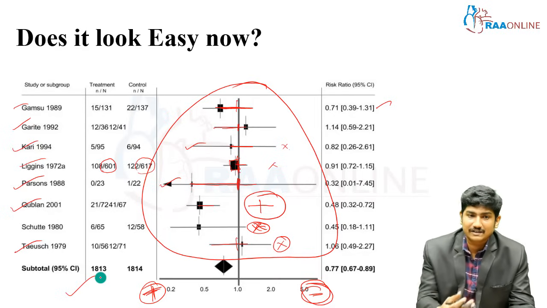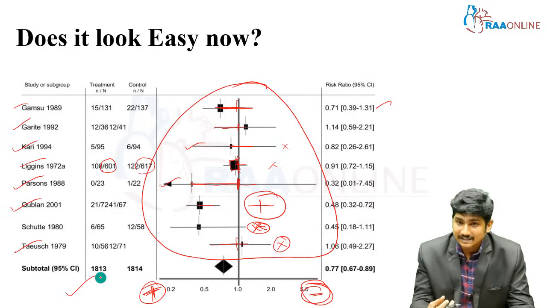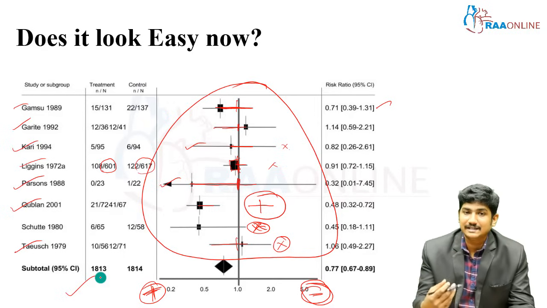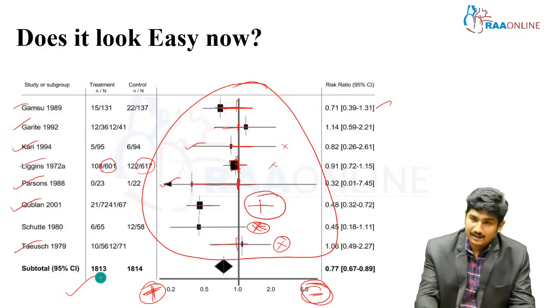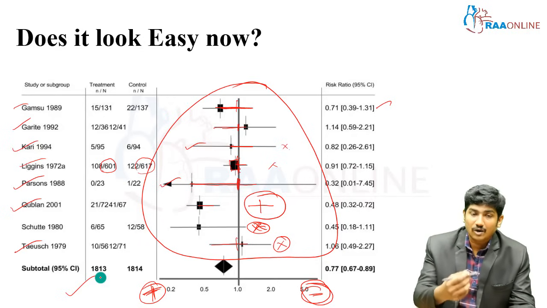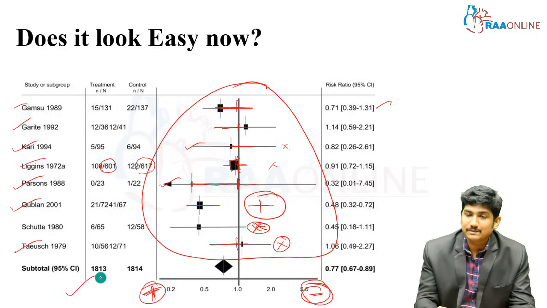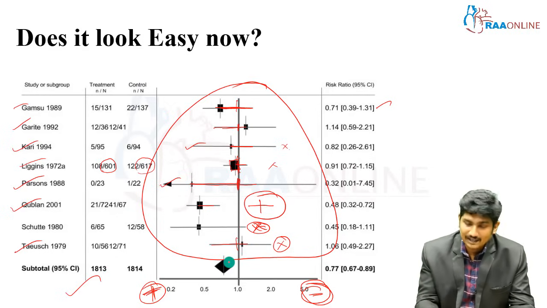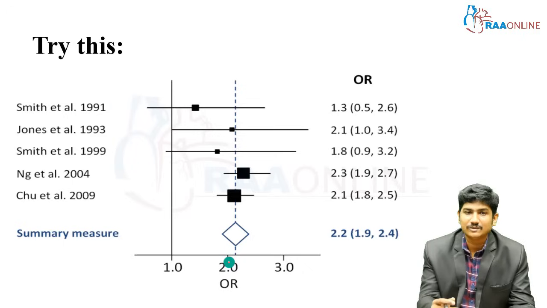So very easily we have clubbed all the 8 studies. We have gone through all the 8 studies, treatment group, control group, and how the data is interpreted, whether it's statistically significant or not. All the 8 studies have been represented in one single picture, that is your forest plot. And finally, whether to do it or not is also represented in the forest plot with the help of your diamond. Okay, so now try this.